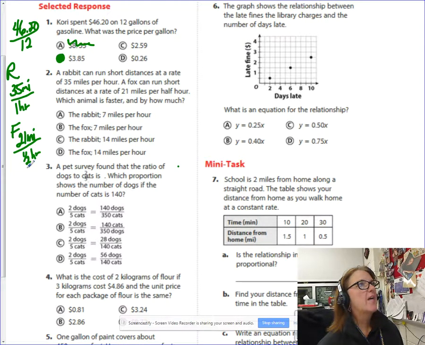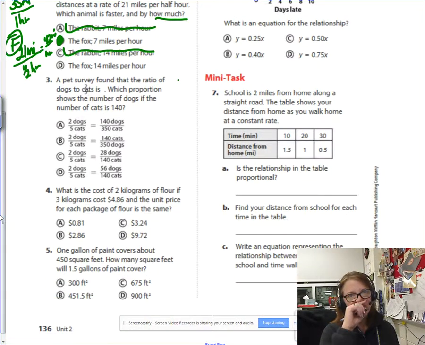21 divided by 1/2. Do that on your calculator. This is really the same as 42 miles per hour. Aha! Now, which animal's faster? Fox is faster. How much faster? Well, let's see here. First of all, it's not the rabbit. From 35 to 42, it's 7. B. All right, number 3.